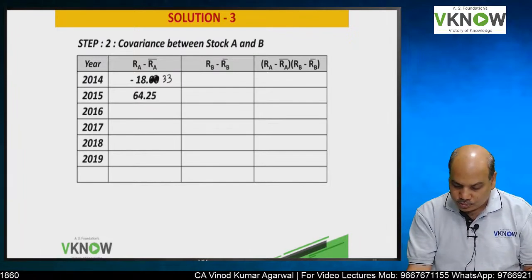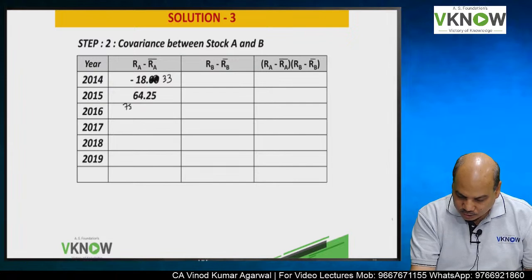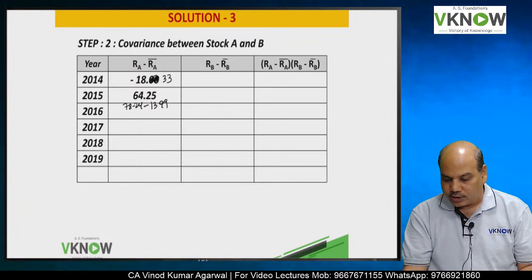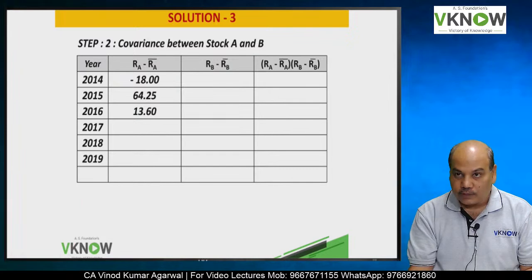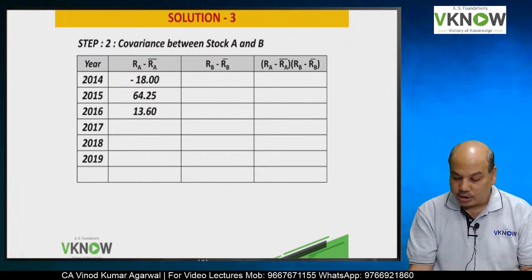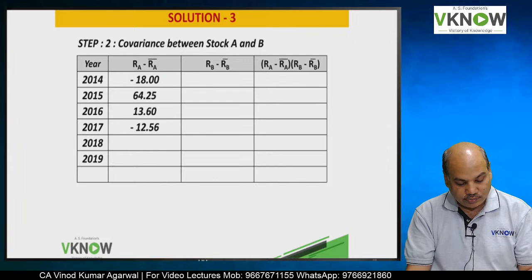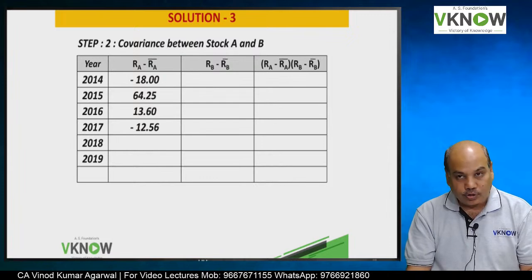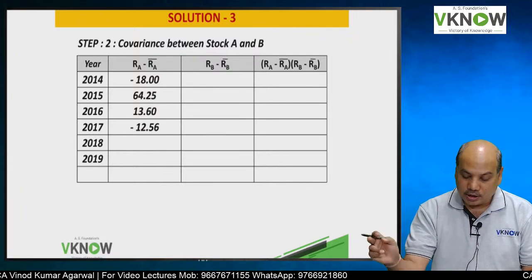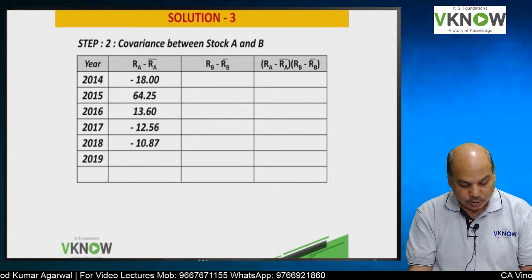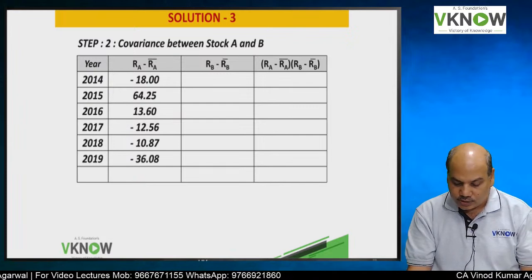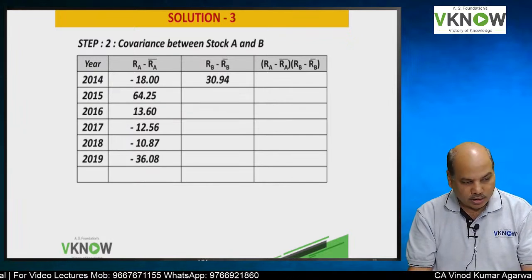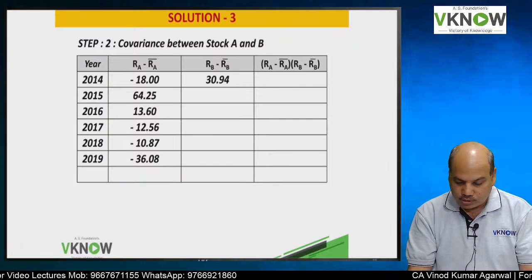Next one, how do you compute 78.24 minus 13.99? So that is 64.25. Next one, 27.59 minus 13.99, 13.60. 1.43 minus 13.99, minus 12.56. Minus 10.87, and the last one is minus 36.08.